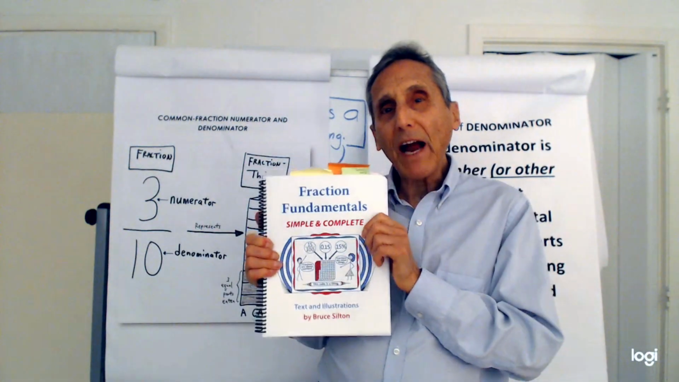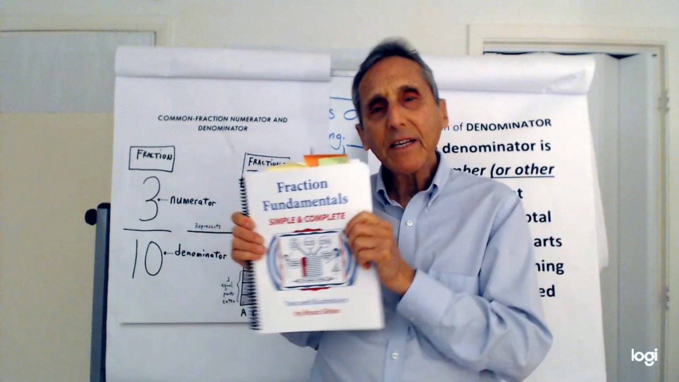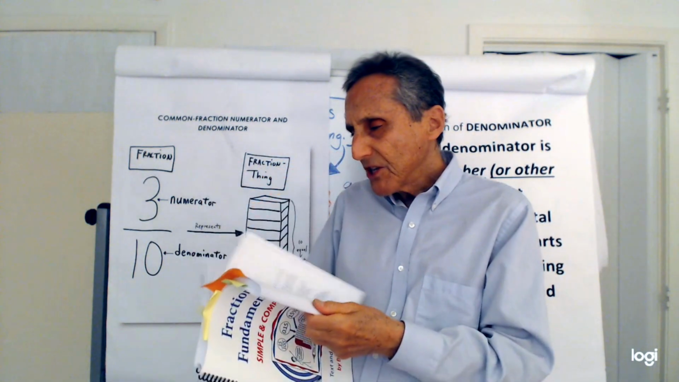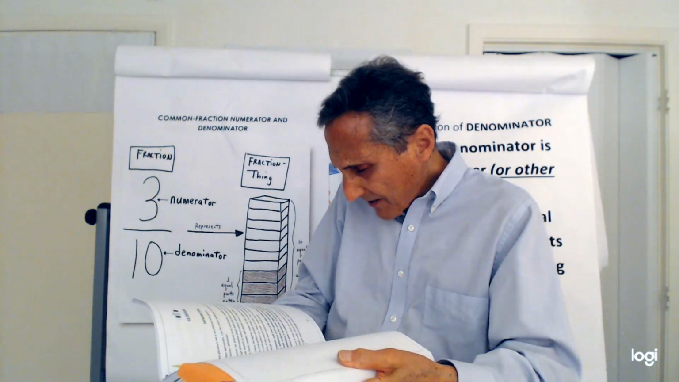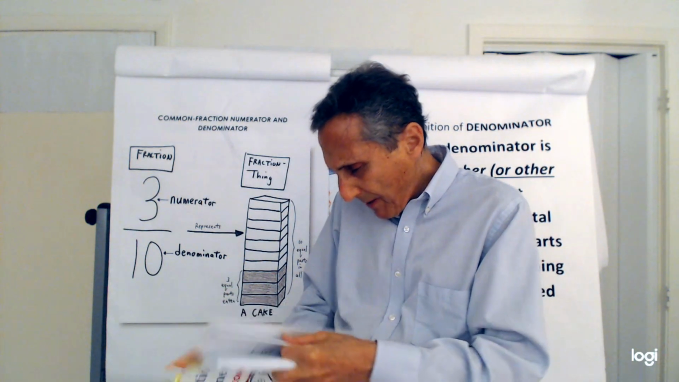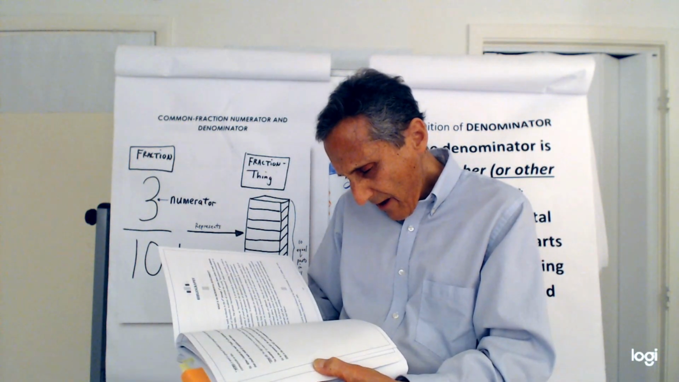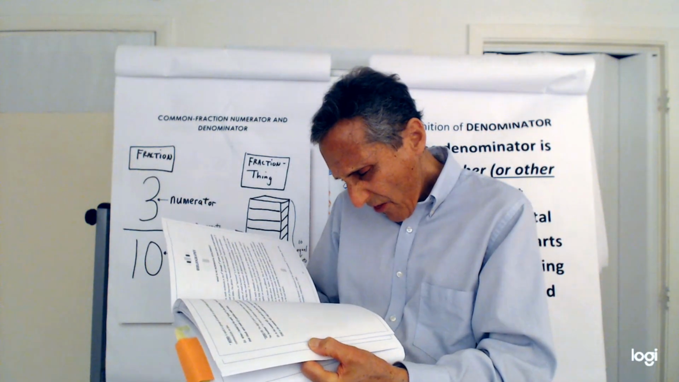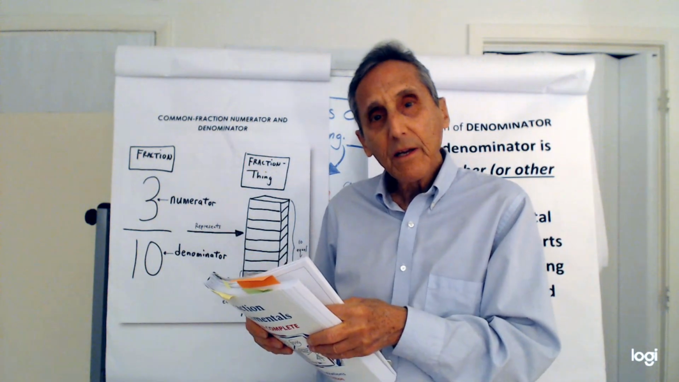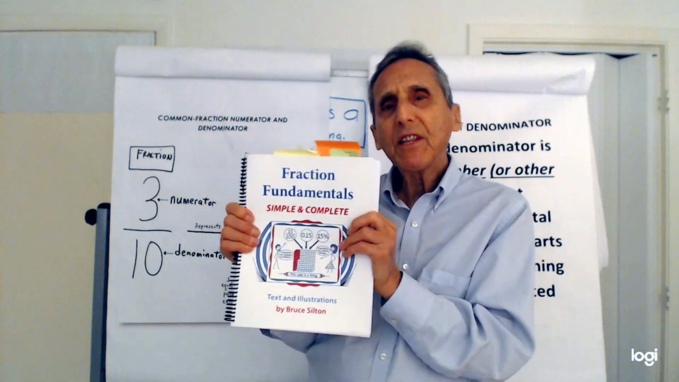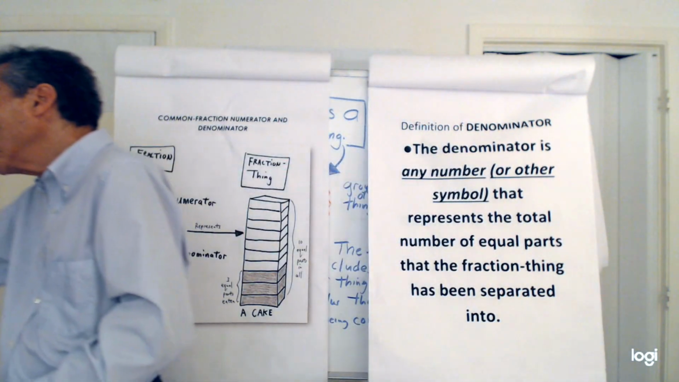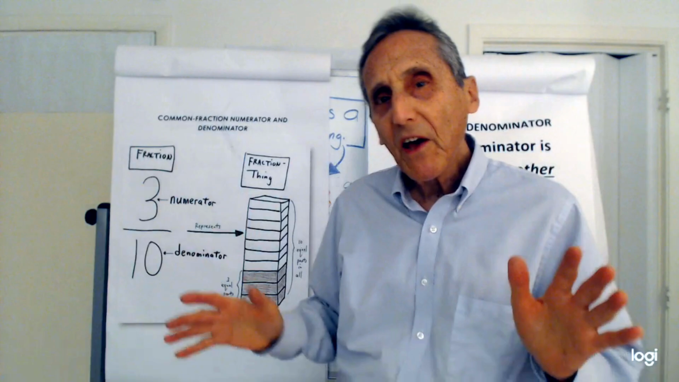This is the book, Fraction Fundamentals, Simple and Complete. The entire series is based on this book. And there's a gigantic glossary. It starts on page 259 of the book and goes to page 332. It's like 75 pages of definitions, some of them illustrated. Everything is here. You can get the book on my website. One way or the other, I want you to get this.